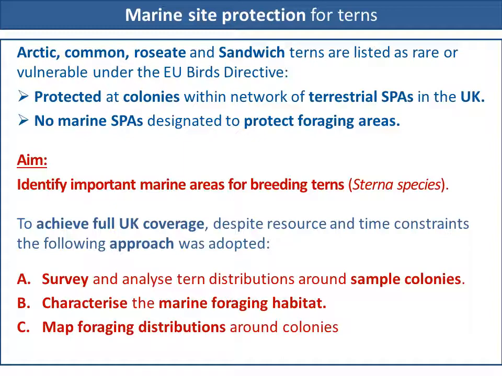So they already have colonies which are protected as part of a network of terrestrial special protection areas, or SPAs, but there are no marine SPAs which would protect their foraging areas at the moment. So the aim of this work was to identify the important marine areas for these 4 species of breeding terns in the UK.